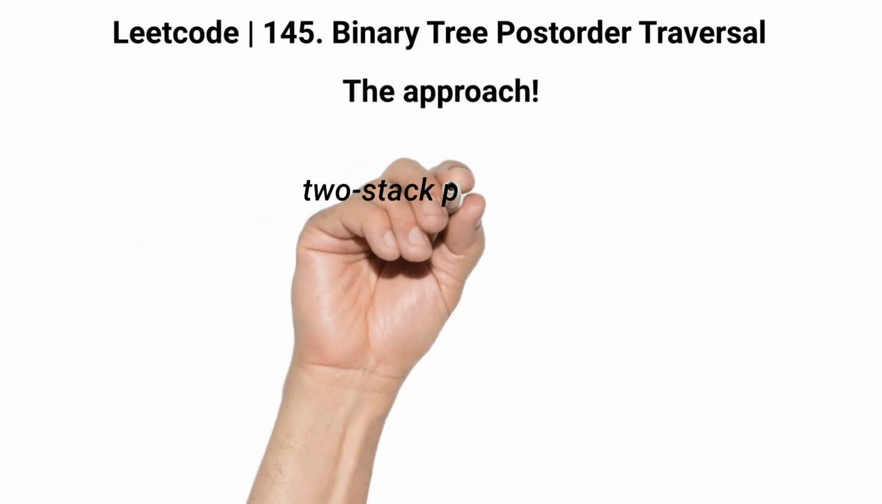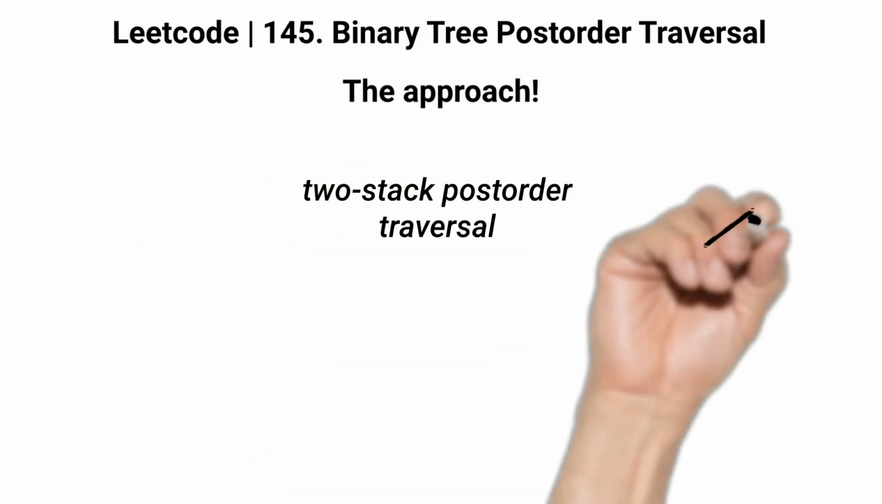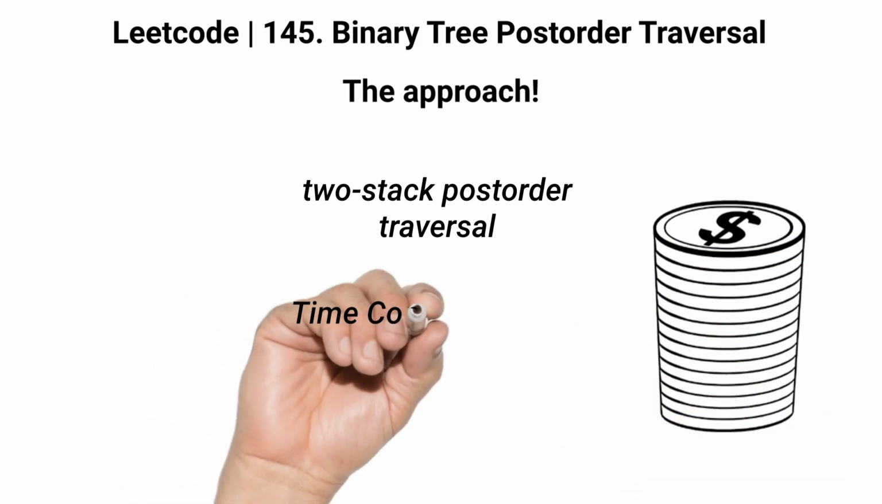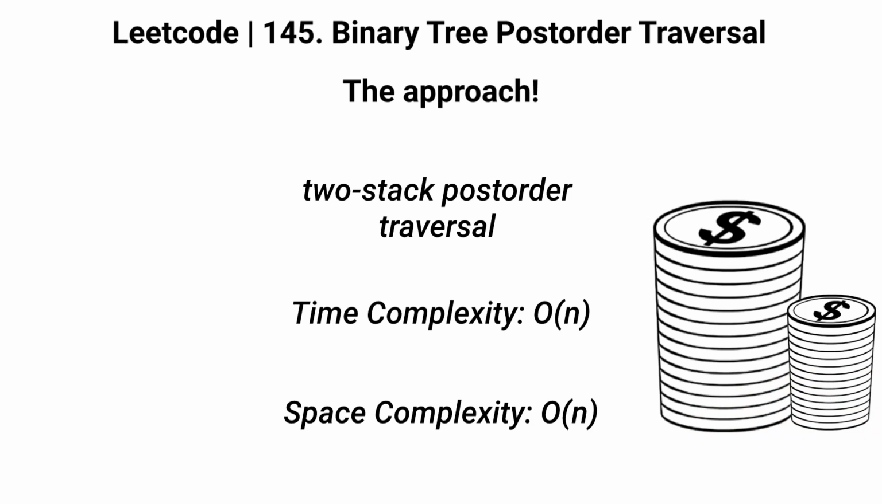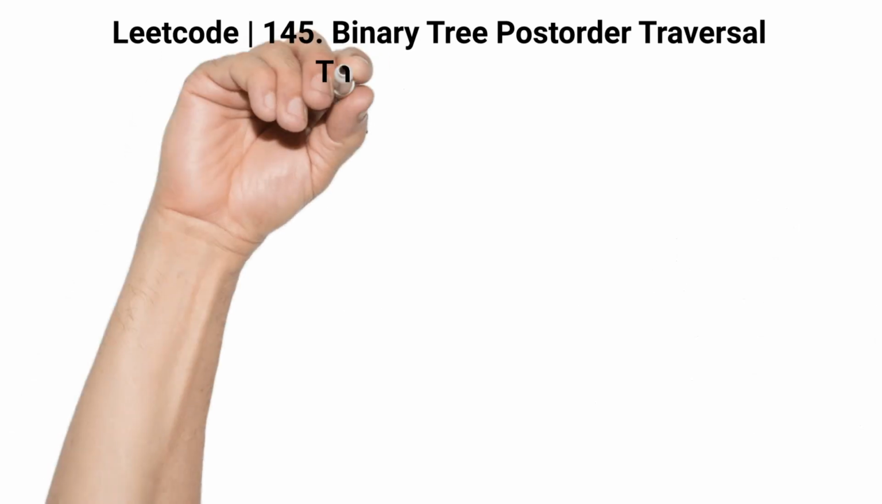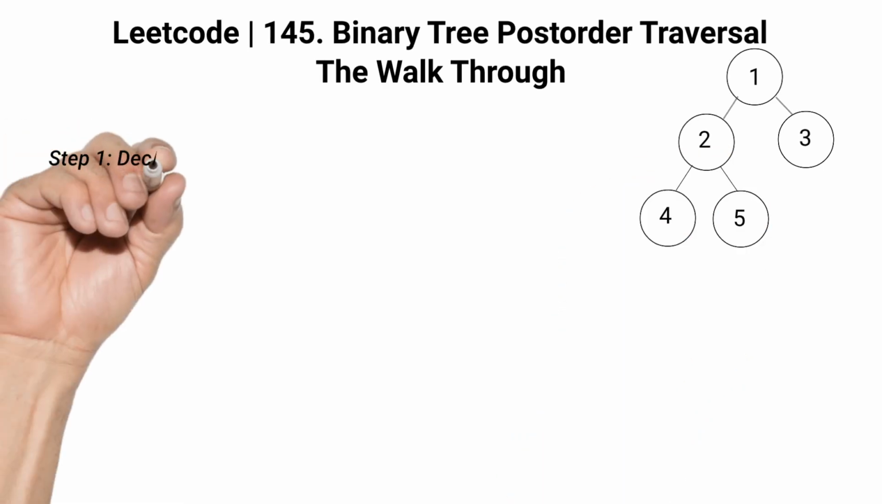The approach that we're taking is called the two-stack postorder traversal. It uses two stacks as part of the solution, has a time complexity of O of n and a space complexity of O of n. Now let's walk through the example. We're given nodes 1, 2, 3, 4 and 5 structured like so.